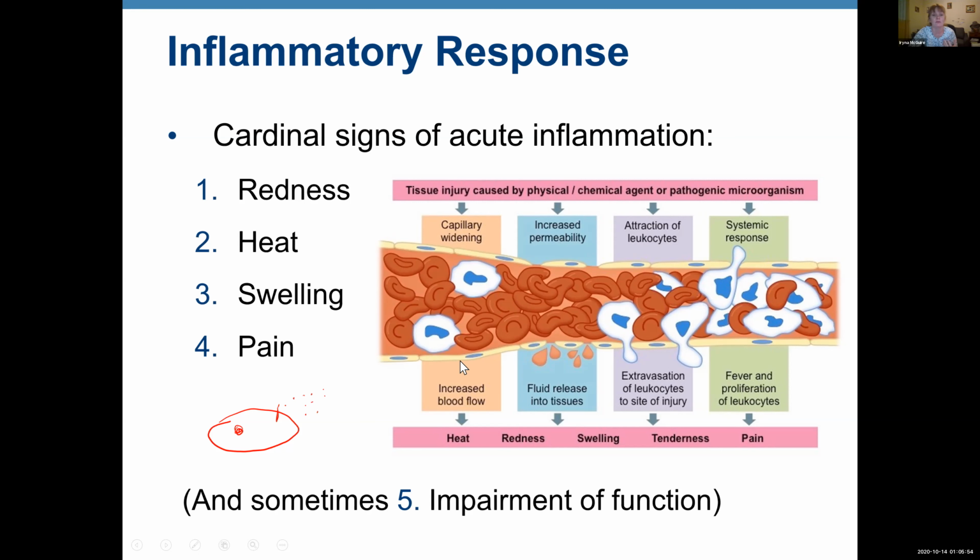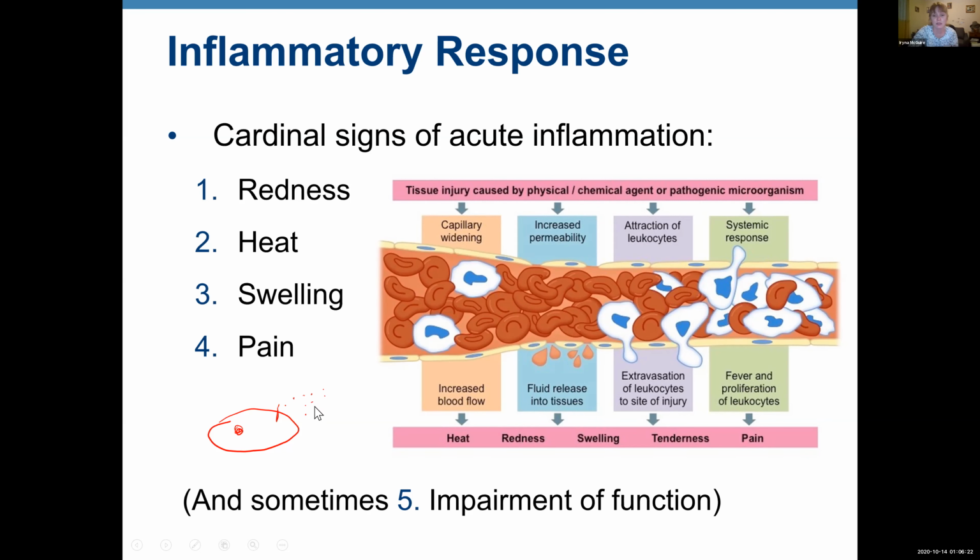And what happens if blood flow is increased? It gives you heat and redness, right? So that's redness and heat because of the dilation of local capillaries at the site of injury, redness and heat, right? And plus those chemicals, they make capillaries more permeable. And when capillaries became more permeable, what happened? Fluid release into tissue, and this causes swelling.